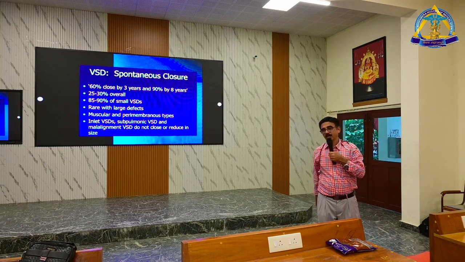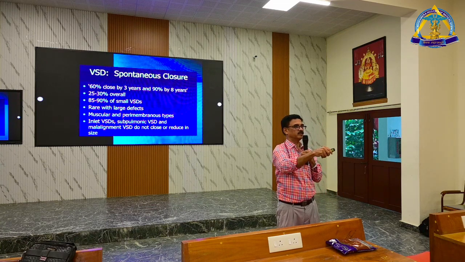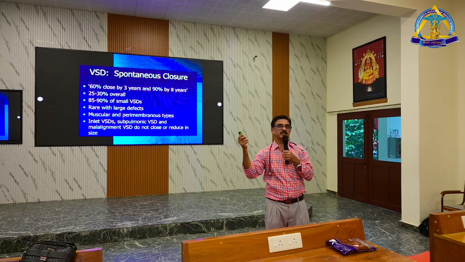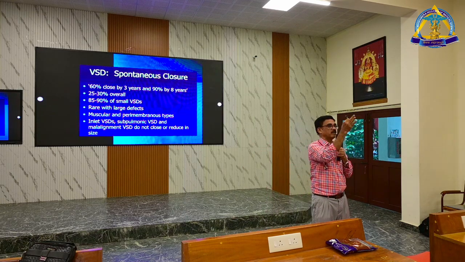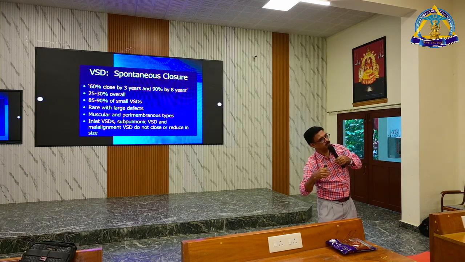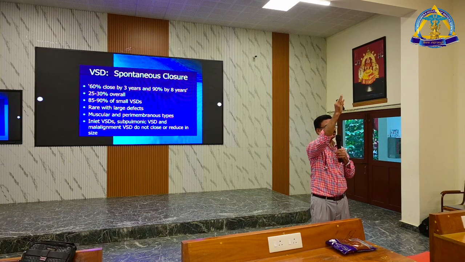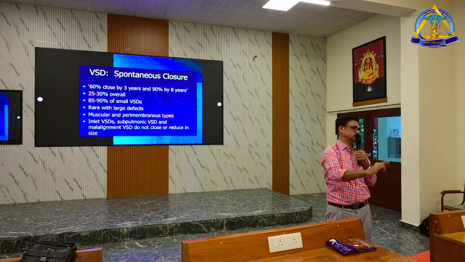Supracristal VSD, the problem is there is a chance of aortic regurgitation. Even if it is small, a subpulmonic VSD is associated with AR. We have shown that in the area where the semilunar valves are separated, when there is a defect, the valve cusp will prolapse into that defect and close the VSD, but it will result in aortic regurgitation. So a subpulmonic VSD, even if it is small, you have to close.